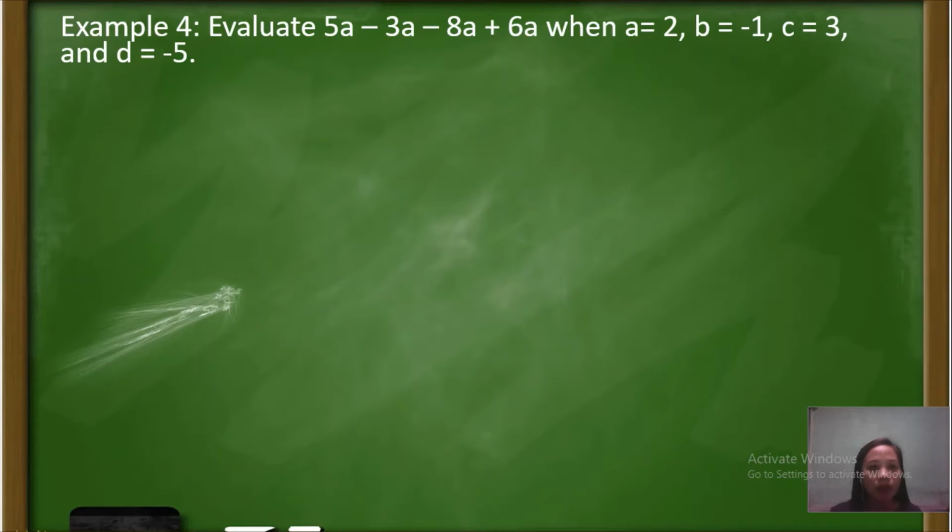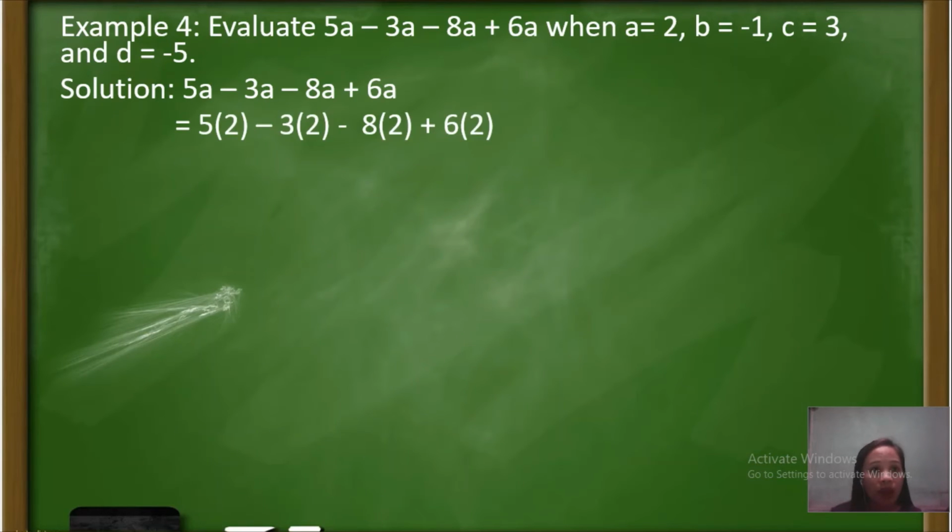Another example we have here, evaluate 5a minus 3a minus 8a plus 6a when a is equal to 2, b is equal to negative 1, and c is equal to 3, and d is equal to negative 5. So, napakadali lang. You're going to substitute the value of the given variable to the expression. So we have here 5a minus 3a minus 8a plus 6a. So you're just going to copy 5, multiply it to 2, that is the value of a, minus 3 times 2, minus 8 times 2 plus 6 times 2.